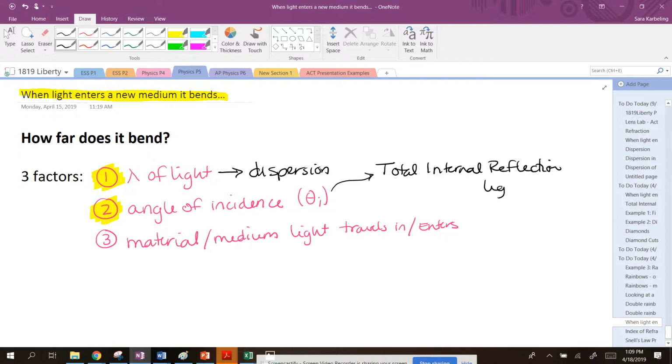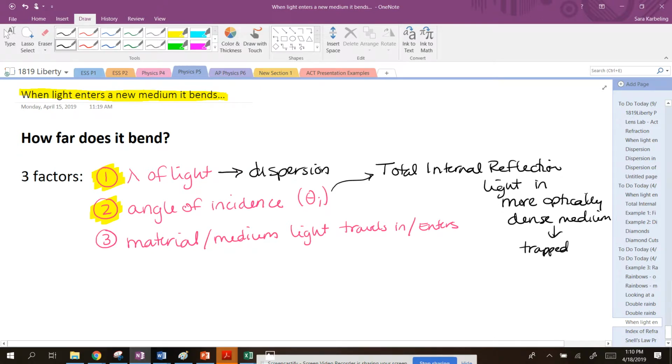When light is in a more optically dense medium, I'm going to say light is in it and gets trapped. Watch the video if you don't know what I'm talking about. Okay. The third thing that it depends on is the material or the medium, and that's what we're going to talk about next.